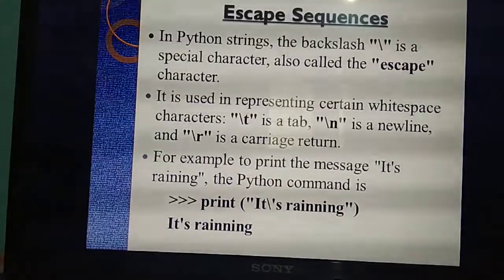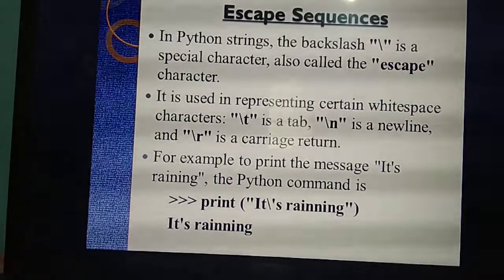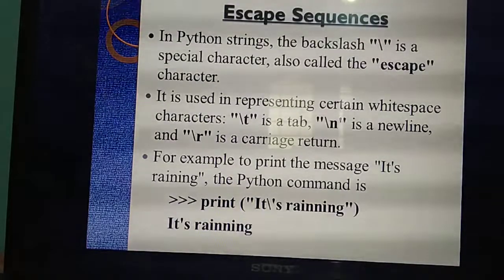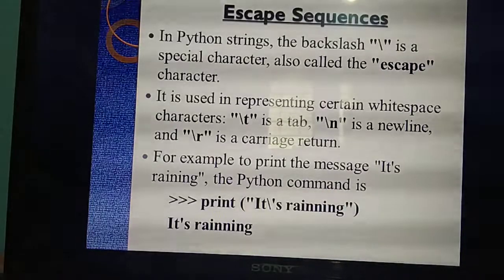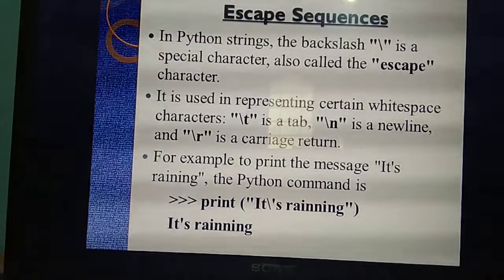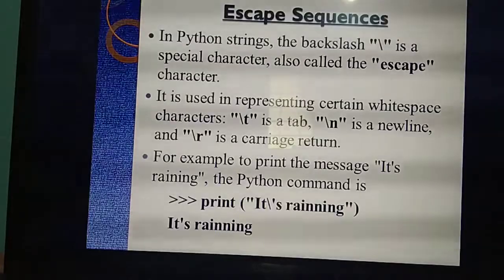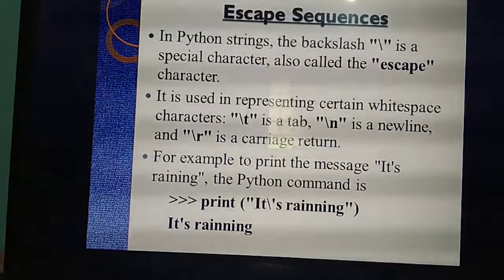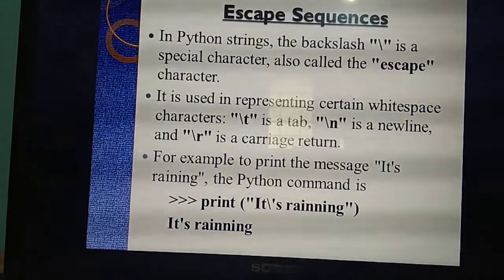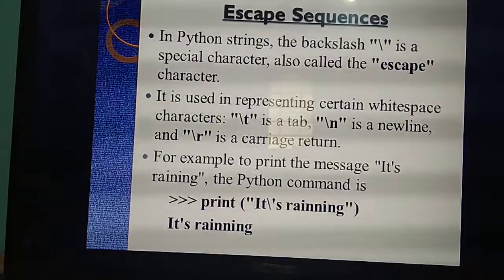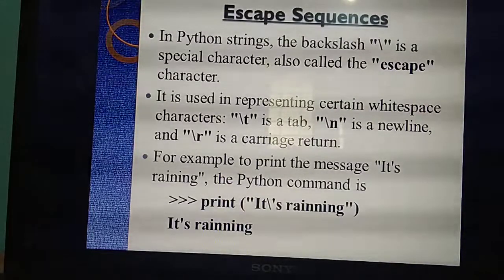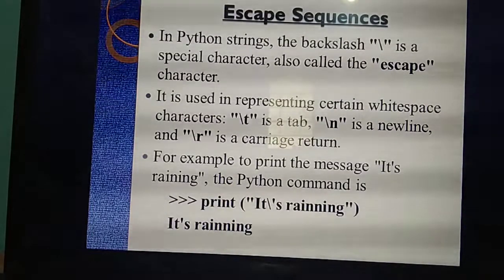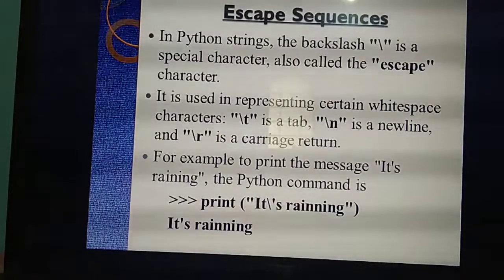Understand? Yes. Next, backslash r, carriage return. What's the backslash r? Carriage return means the cursor, wherever it currently is, will move back to the starting position. That's the use of backslash r. So you have studied 3 backslash symbols. What are they? Backslash t, backslash n and backslash r.